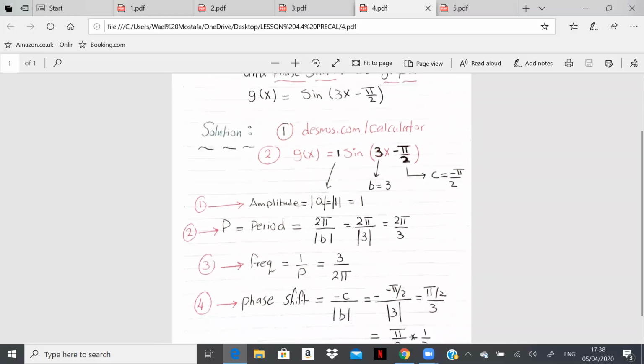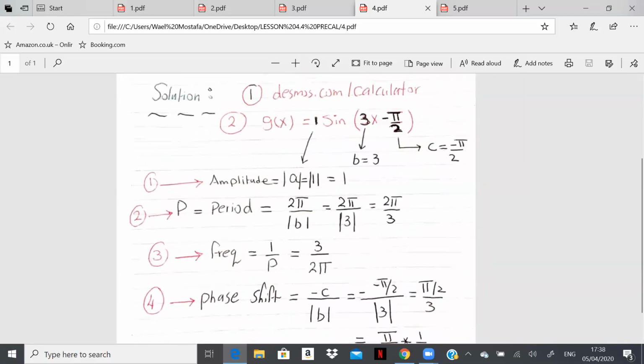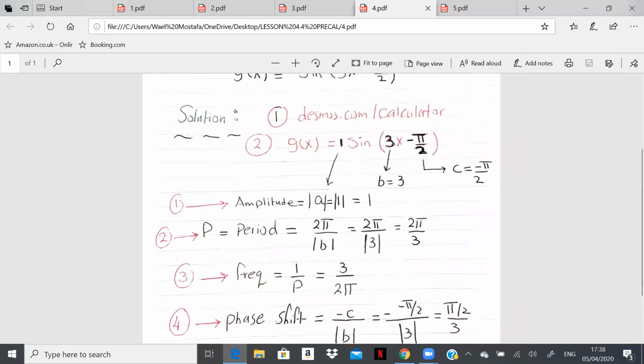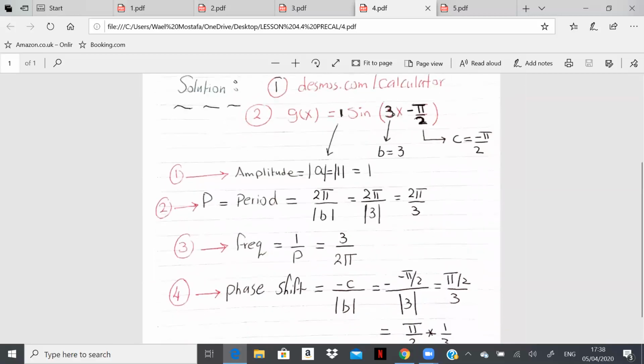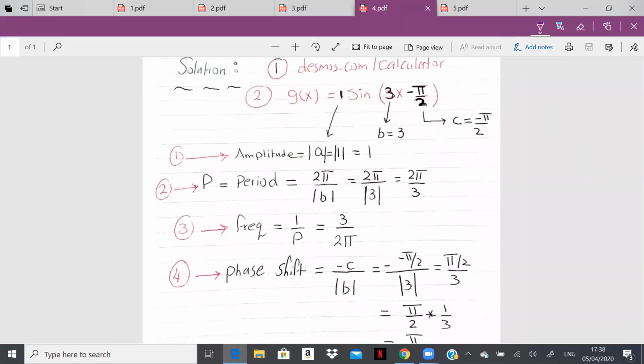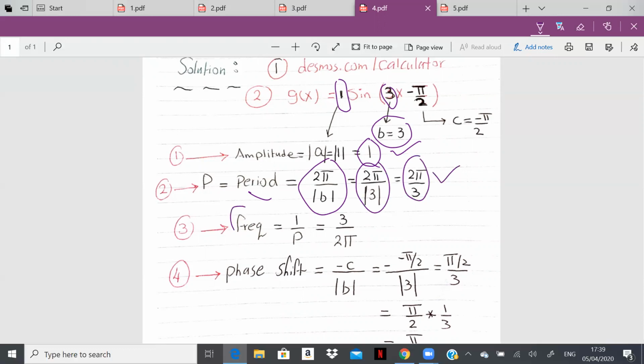Okay, amplitude equals the absolute value of A, which equals 1. This value is A, so you can find the amplitude. This value is the coefficient of the x, B. It helps to find the period. So 2 pi over absolute value of B equals 2 pi over 3. Done. The frequency is always the reciprocal of the period, so 3 over 2 pi.